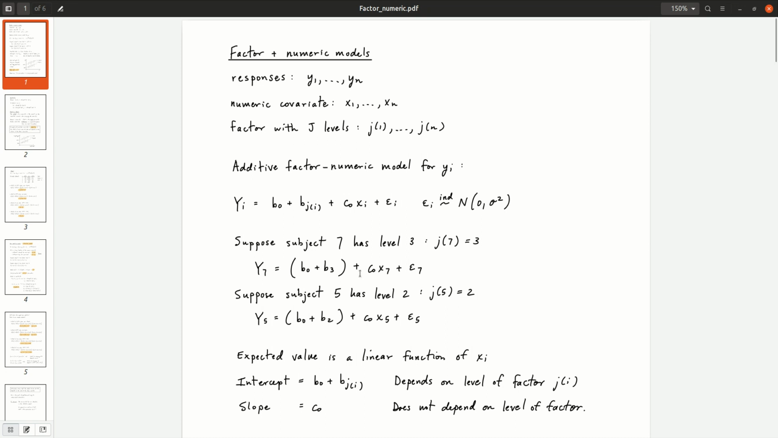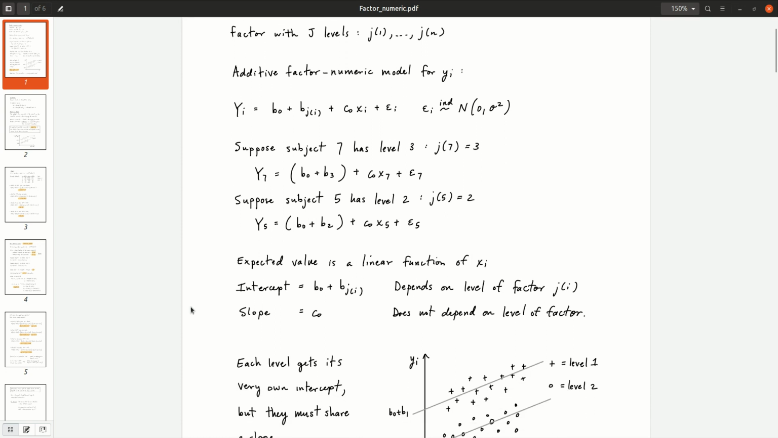If you notice from this equation, it looks kind of like the simple linear regression. There's a part here that doesn't depend on x, so we're going to call this an intercept. And then there's a part here that's multiplied by x, so we're going to call c sub 0 a slope. And then, of course, there's the error. Just to do another example, suppose subject 5 has level 2 of the factor, so j of 5 is 2. Then we write out y5 equals b0 plus b2 plus c0 x5 plus epsilon 5. So again, this is just like simple linear regression. Here's the intercept, and then this c sub 0 is the slope.